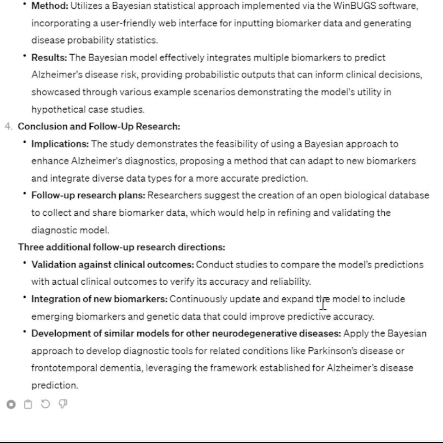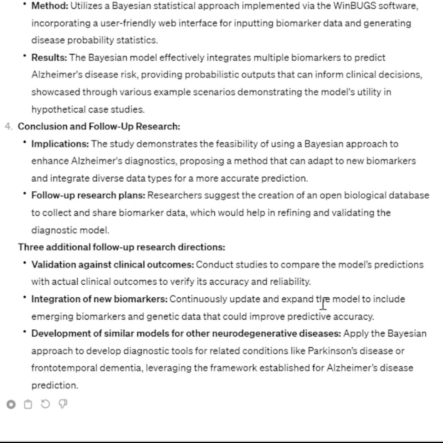Follow-up research plans: researchers suggest the creation of an open biological database to collect and share biomarker data, which would help in refining and validating the diagnostic model. Three additional follow-up research directions.